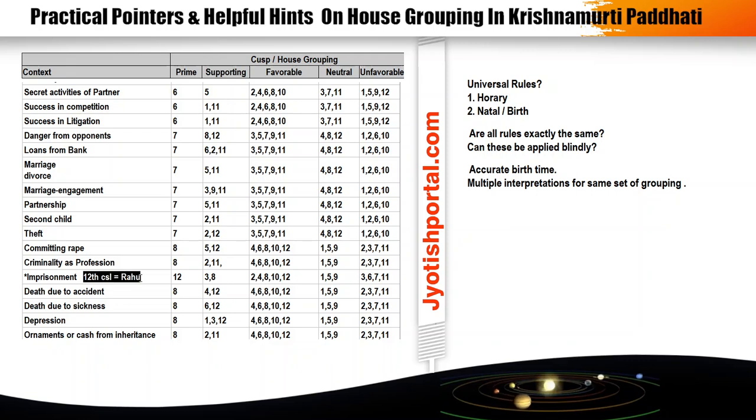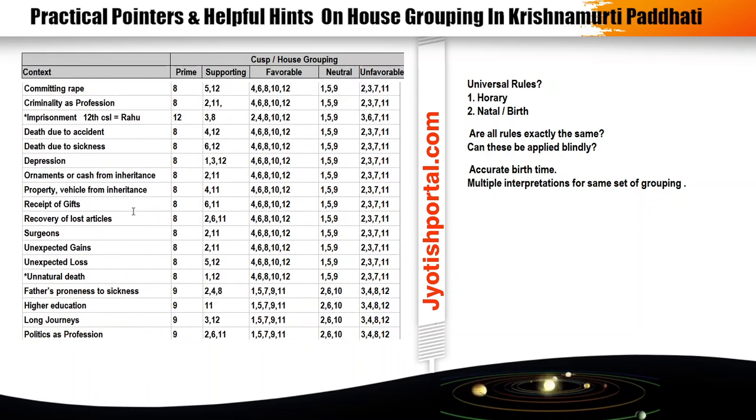But you can see that when the person goes through a bad time, then Rahu Dasha, Bhukti, Antra becomes active in the natal. So at the cusp level, the rule doesn't work in the natal. But for the Horary, the rule is that the 12th cuspal sublord should be Rahu.